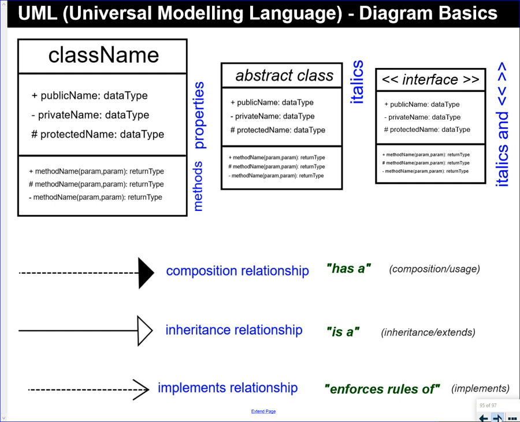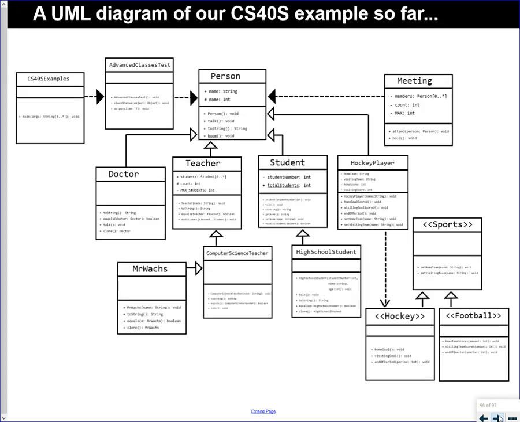When we talk about the relationships between classes, we can talk about composition or association, where one class has another class or associates, and inheritance, where one class inherits or is another one. And now we can even imply an enforce-the-rules-of or implements relationship. So if we apply this to the example we have, this is the relationship between all our classes.